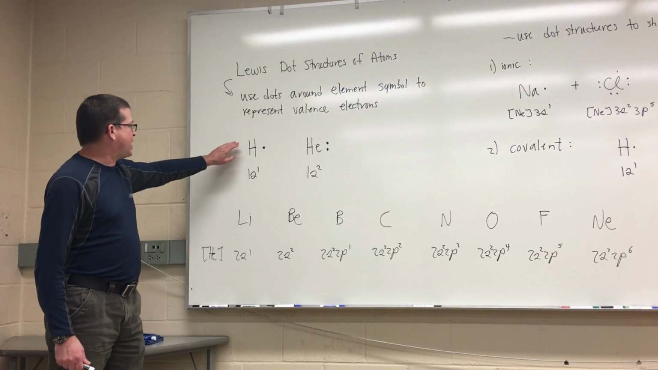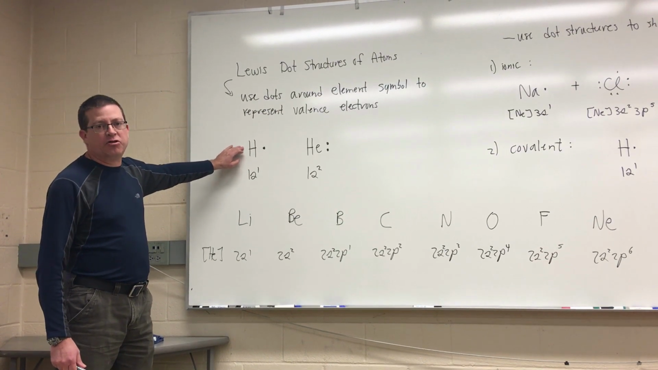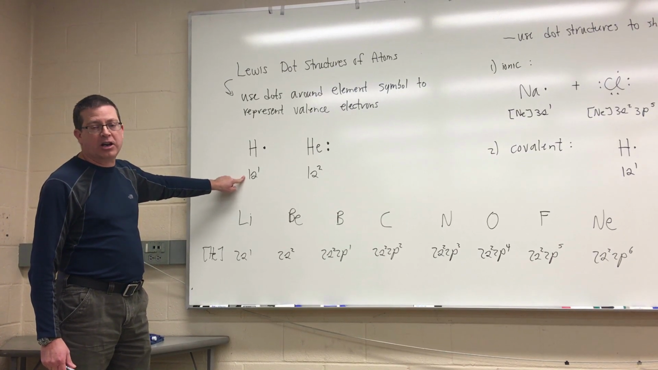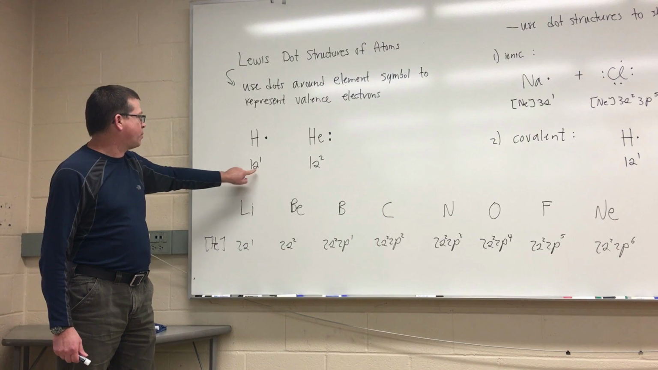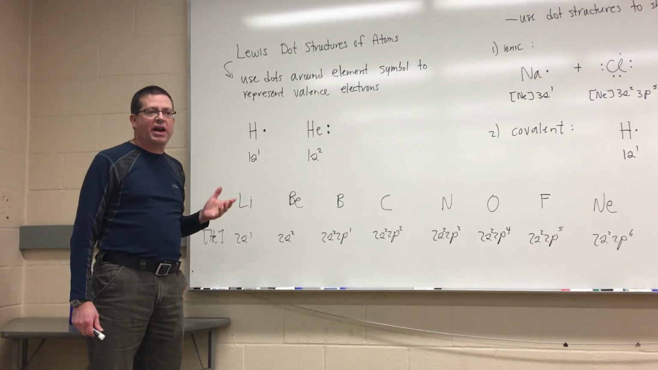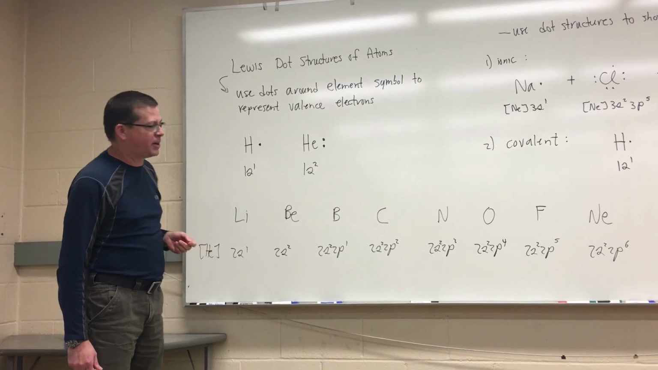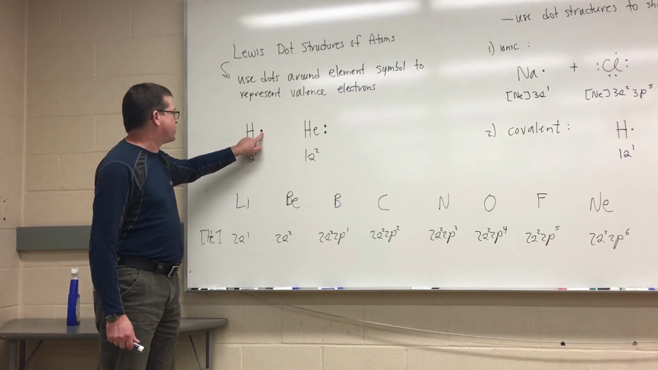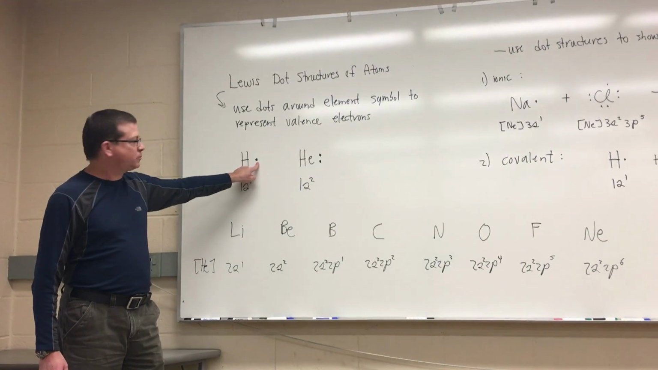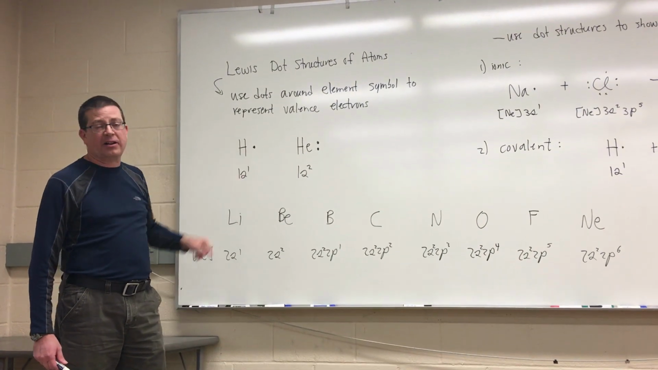So I'm going to start out, for example, with the elemental symbol for hydrogen here. Now I know that hydrogen has a 1s1 configuration, so that means I have a 1s orbital with just a single electron in it. Now that single electron, since I don't have a full shell, is a valence electron. So what I'm going to do is represent an electron as a dot around the hydrogen here. Okay, so that's my single 1s electron.